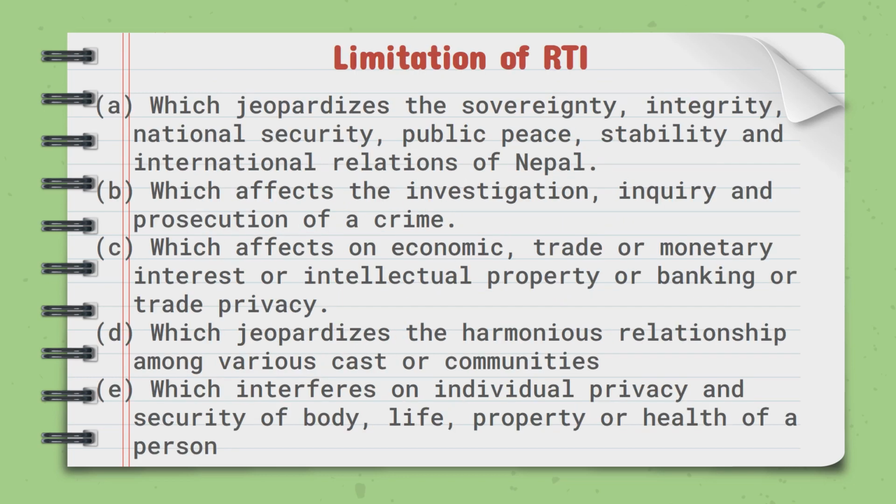Right to Information Act provides 5 types of limitation on information which cannot be provided to the information seeker. The information which can jeopardize the country's sovereignty, integrity or national security, which can adversely affect the investigation of crime, which can affect the economic, trade or monetary interests of the country, which jeopardizes harmonious relations among communities, or which is related to individual privacy cannot be provided to the information seeker.